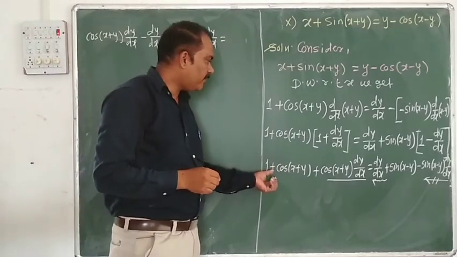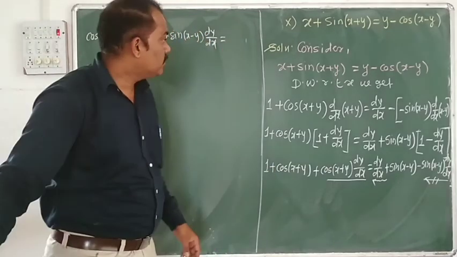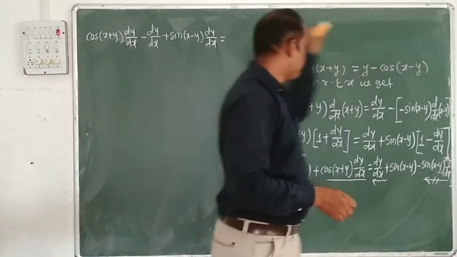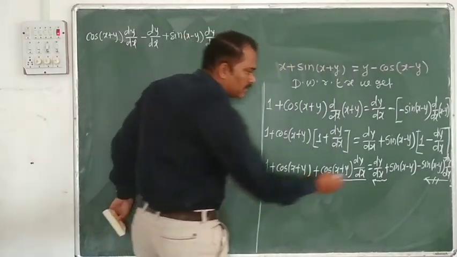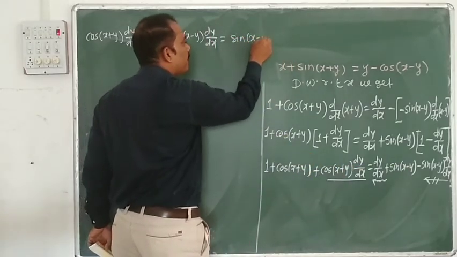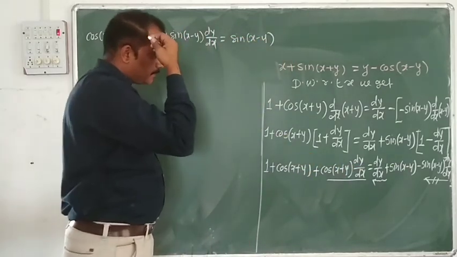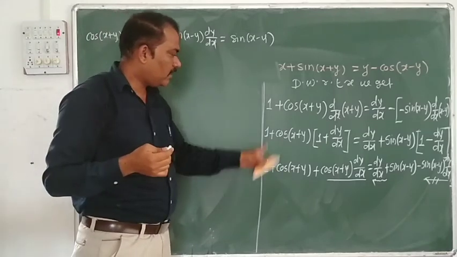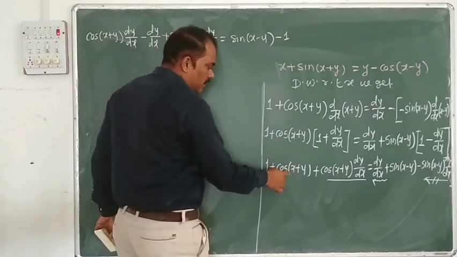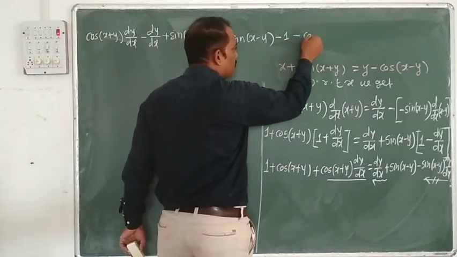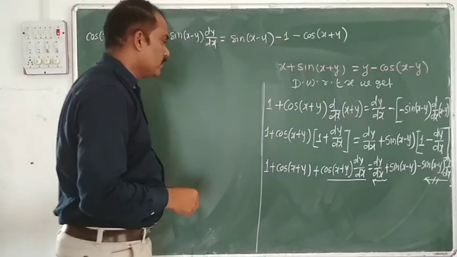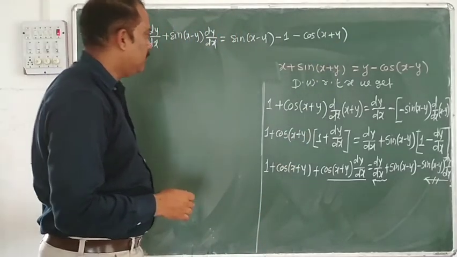So that on the RHS what we have to get, this one term as it is, that is sin of x minus y. We have to take this one on the RHS, it becomes minus, so that minus 1. This one also becomes minus cos of x plus y. Okay, all the terms we have to shift it.